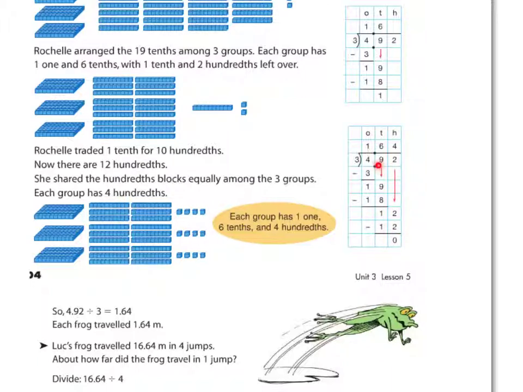Now we need to bring our decimal up to put it back in there. We would have 1.64, or 64/100ths of a meter, for each frog to have traveled. That's using the algorithm method.